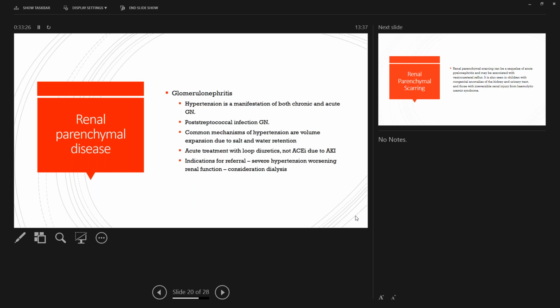Acute treatment of these cases would be with loop diuretics to not only treat the hypertension but the volume overload. You should not use ACE inhibitors due to the potential of AKI and worsening AKI. Indications for referral to a tertiary centre for these kind of patients is severe hypertension with worsening renal function, where you've tried loop diuretics and managed potentially underlying edema or the AKI, and it's not improving and you're needing to consider dialysis.